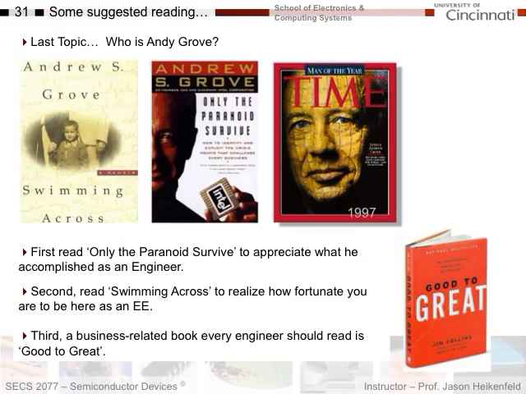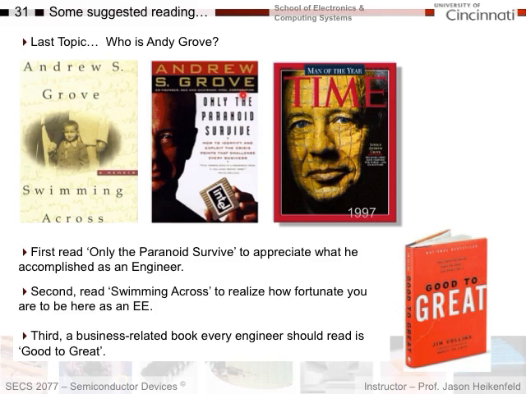Last quick topic. I showed you a picture earlier with Andy Grove at Intel. I have some really strongly recommended books if you're interested in looking for some reading material next time you have some break. Andy Grove was Time's Man of the Year in 1997 for all the fantastic things he did to make Intel what it is today. This is a great book in terms of how he turned Intel around and made it into the company it is today.